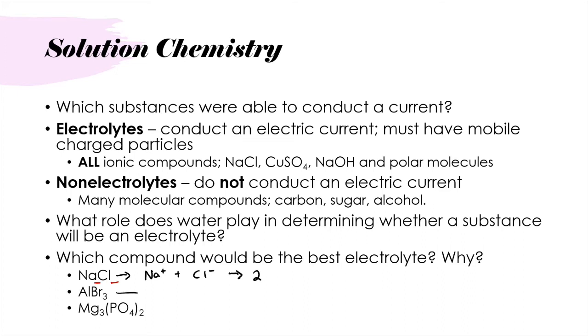So for the next one, I'm going to count up the subscripts. 1 plus 3 gets me 4. And here, y'all, remember, this is a polyatomic ion. You can scribble it out and just put X, and that represents a particle. So how many ions does it release? It has 3 plus 2, which gets us 5. So the best electrolyte would be magnesium phosphate.